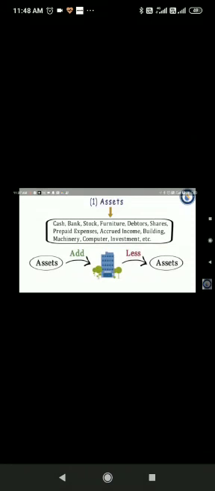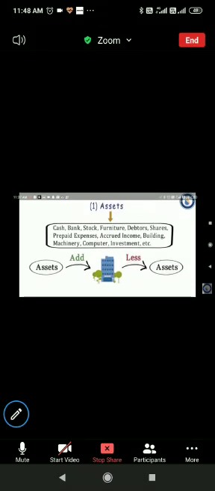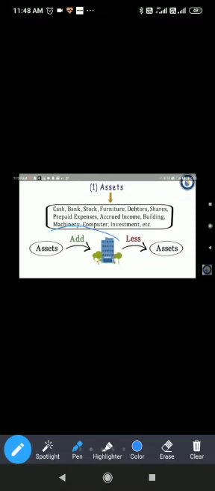Now, whenever the assets come into the business, as you can see here, this is a business. If the assets come into the business, you will add them, and if the assets are going out of the business, then it will get less. Am I clear to everyone? When the assets come into the business, you will plus it, and if the assets go out of the business, it will get minus.